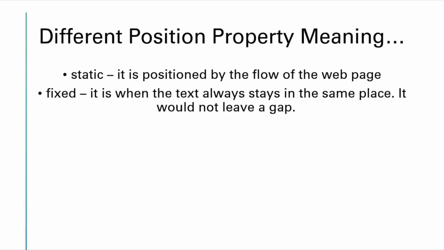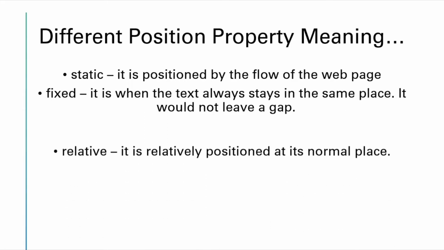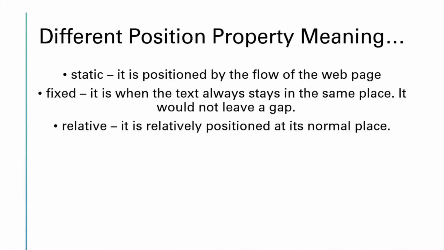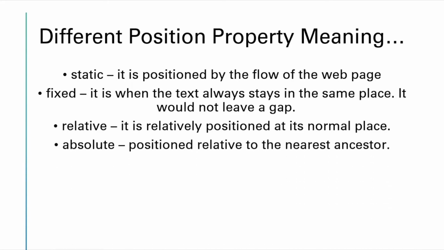Fixed position is when the text always stays in the same place. It will not leave a gap. Relative is positioned relative to its normal place. And absolute is positioned relative to the nearest ancestor. So let's go on to Sublime Text.